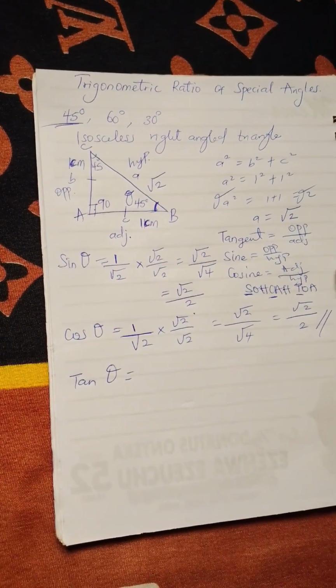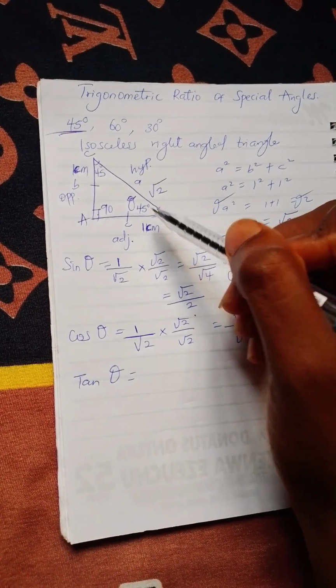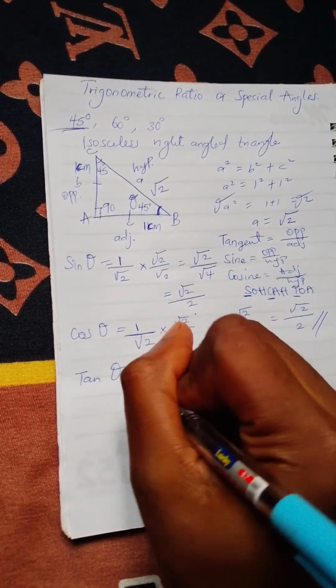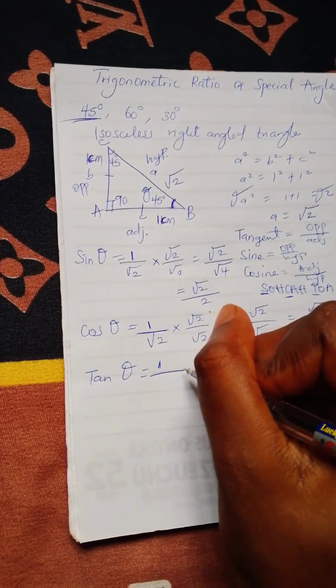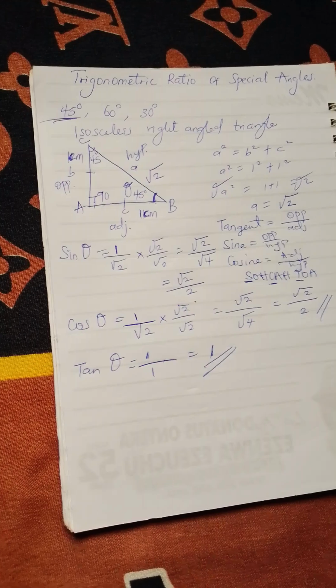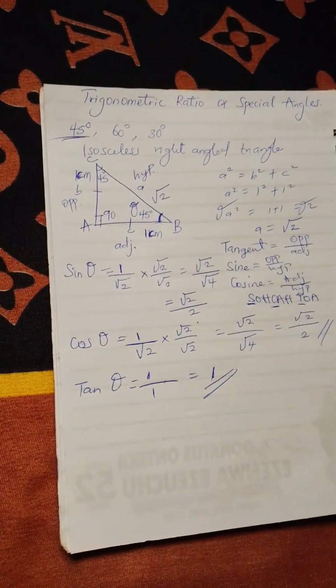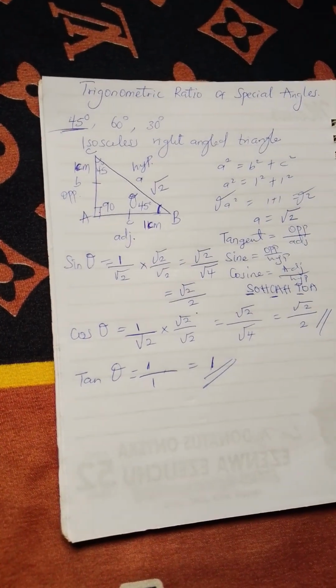Now the last one, which is tan. Tan is opposite over adjacent, and if this is the angle that we are considering, my opposite is 1, my adjacent is also 1, and 1 divided by 1 is equal to 1, so my tan theta is equal to 1. So these are the values for the trigonometric ratios of special angle 45 degrees.